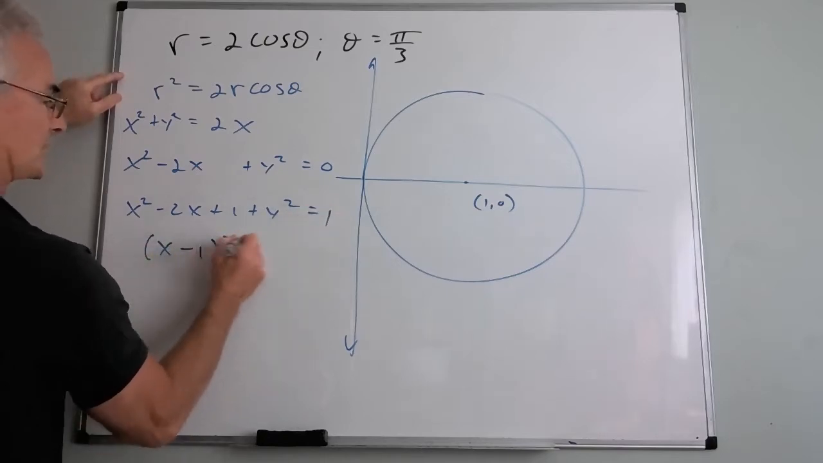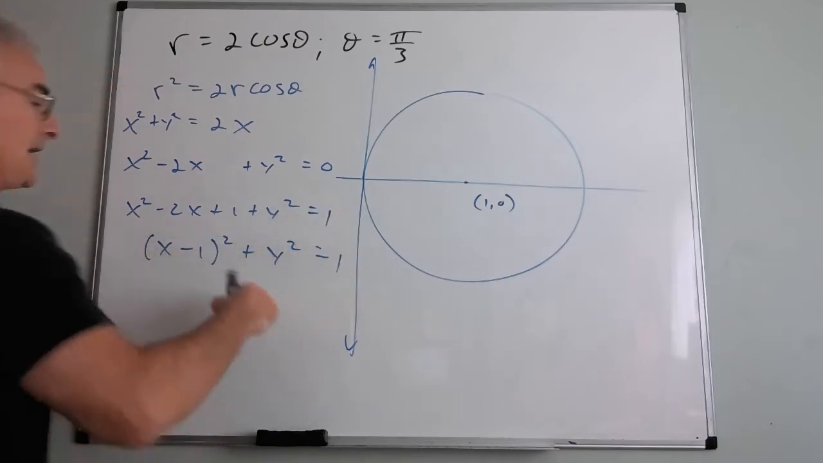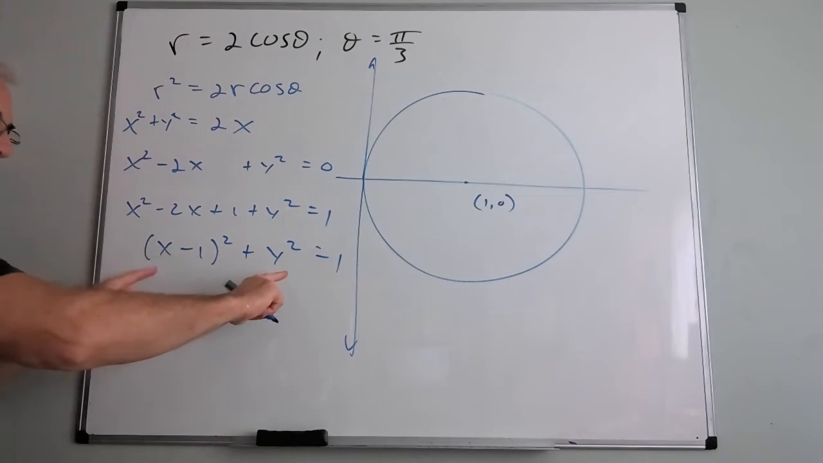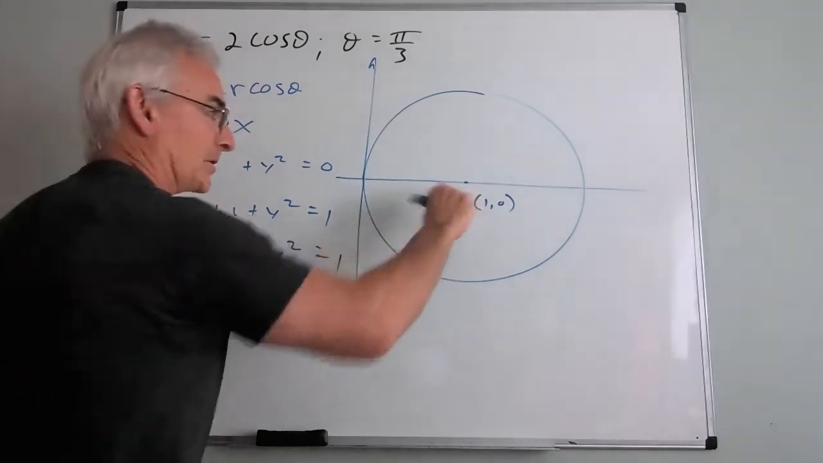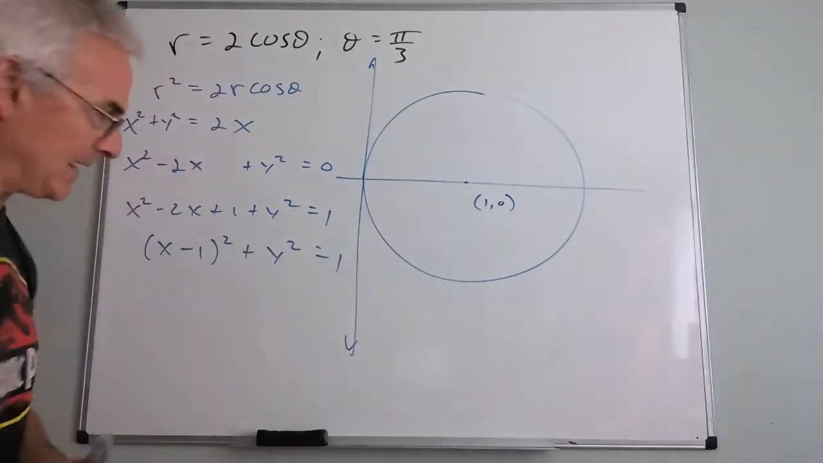So (x − 1)² + y² = 1. This is how I would get it in rectangular: a circle of radius 1 centered at (1, 0). Okay, why am I pointing that out?